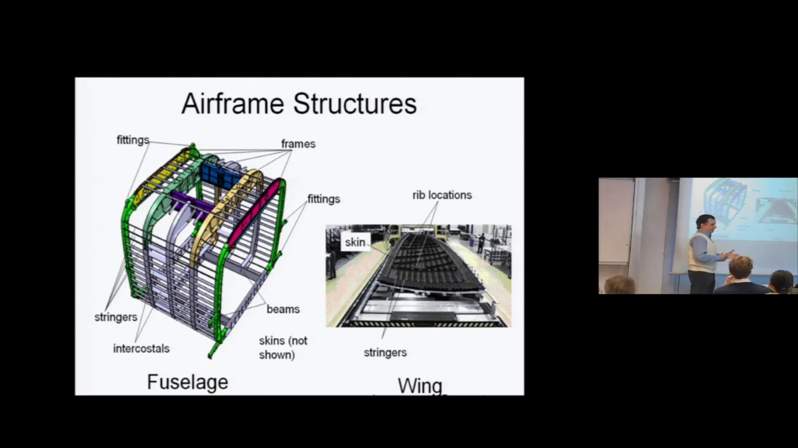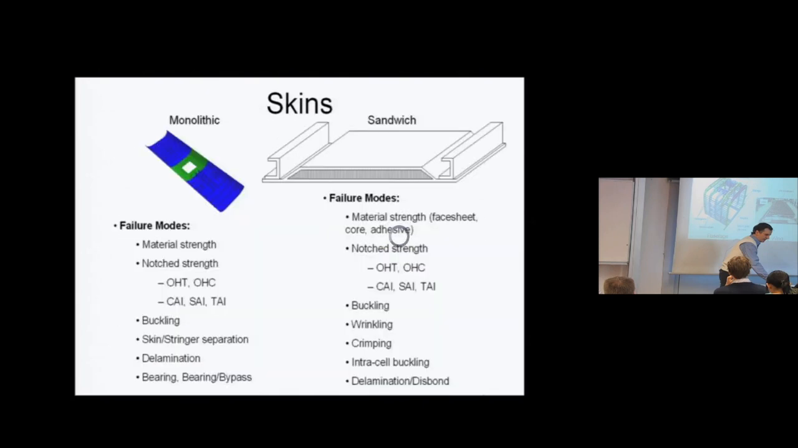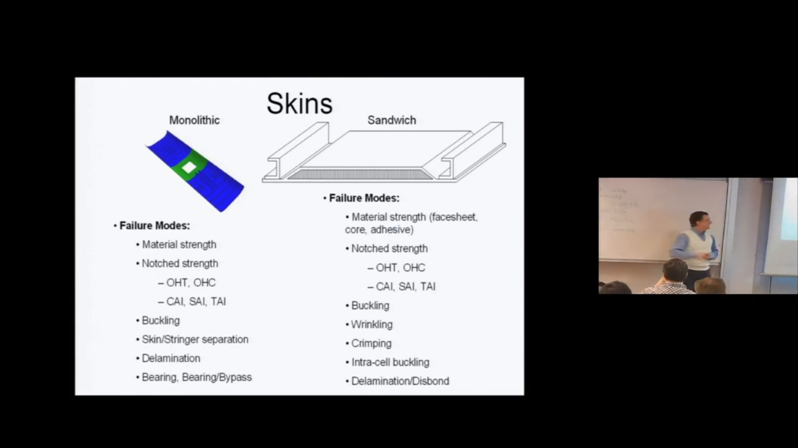So the structures consist of standard parts, and what I want to talk more about is going through some parts and talking about individual failure modes. If I have a standard skin, monolithic, which means that it's mostly a skin and it may have stringers or not, it might be stiffened or not, then there's always the material strength as a possibility.